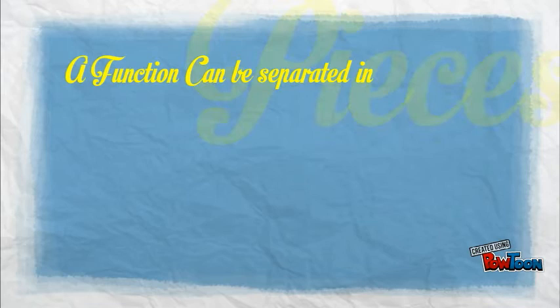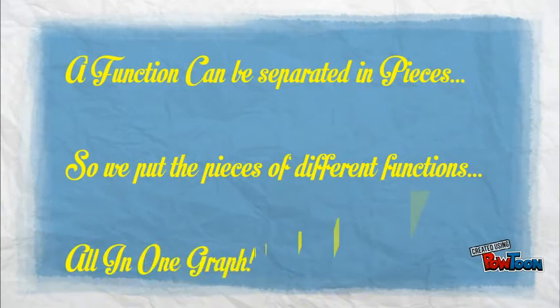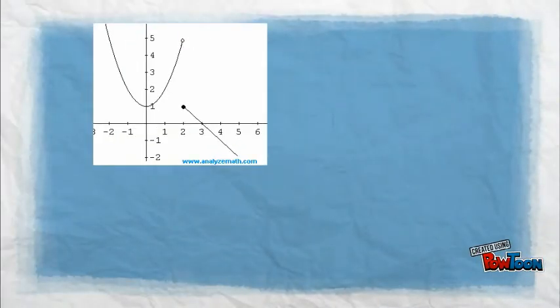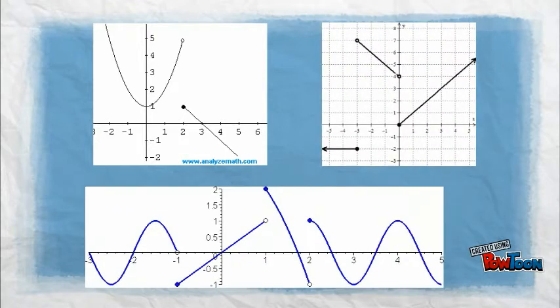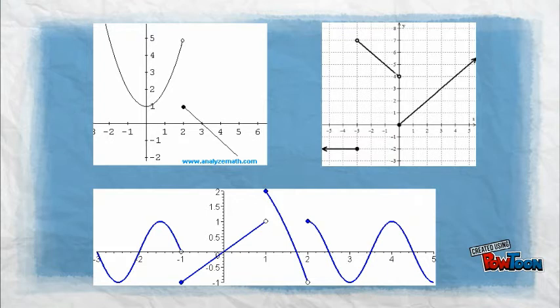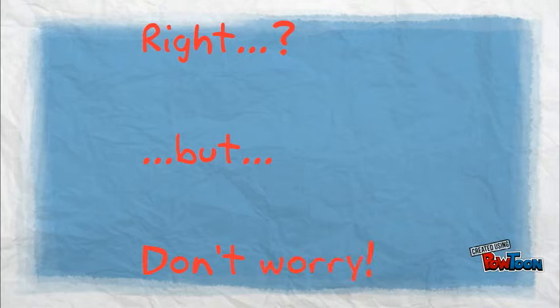A function can be separated in pieces, so we put the pieces of different functions all in one graph. The easiest way to think of them is if you drew more than one function on a graph and you just erase parts of the functions where they aren't supposed to be. They are defined differently for different intervals of x, so y is defined differently for different values of x. We use the x to look up what interval it's in, so we can find out what the y is supposed to be. I love math theory, right?